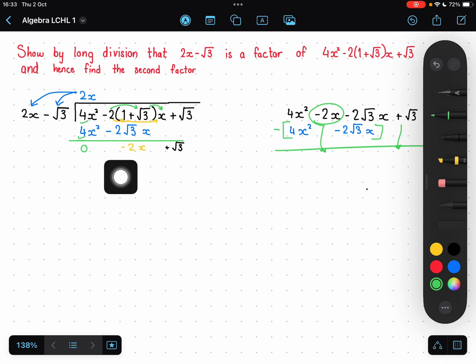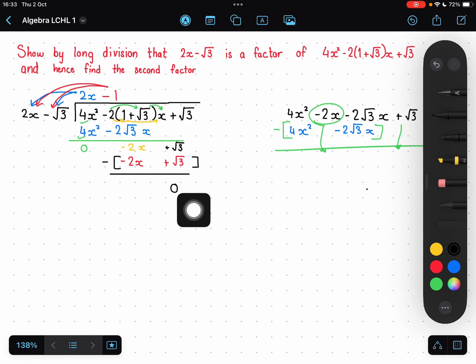And then I start again and I say, what does 2x multiply by to get me to this minus 2x? Well, it's a minus 1. And then what have I counted for by putting 1 there? It was a minus 2x and a plus square root 3. So what do I have left if I have just accounted for those two? Well, if I take that line away from the one above, I am left with 0. That is my remainder, it is 0.